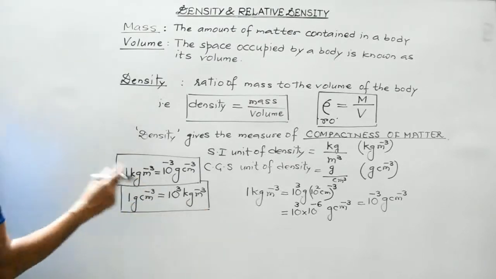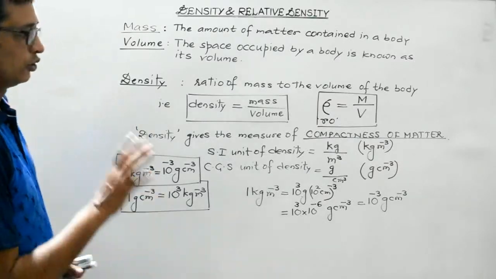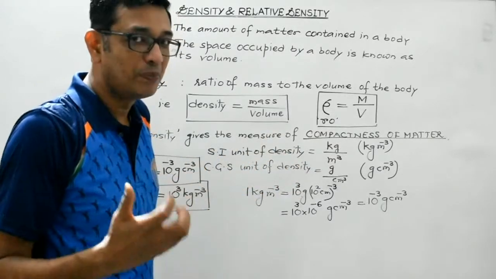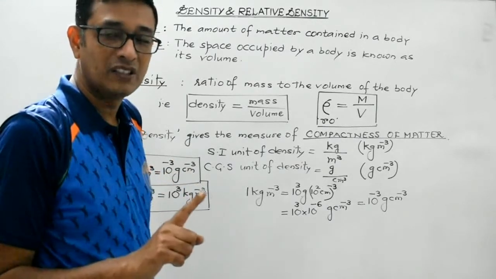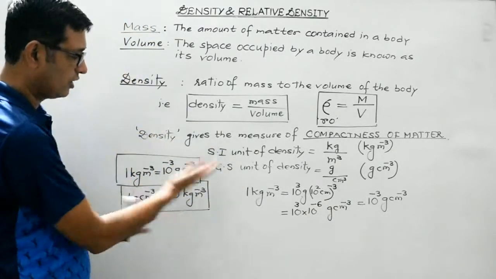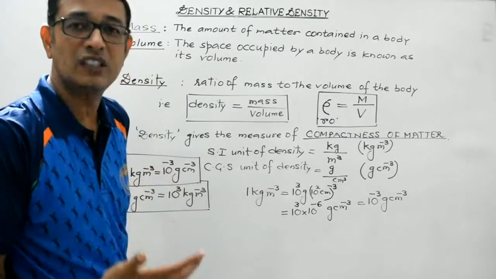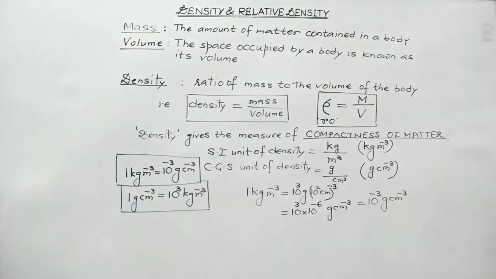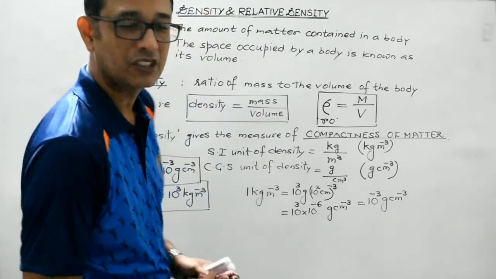So please do remember these two very important relationships. The SI unit of density is kg per meter cube and the CGS unit of density is gram per centimeter cube. And the relationship between these two: 1 kg per meter cube is equal to 10 raised to the power minus 3 gram per centimeter cube. Or you can change it: 1 gram per centimeter cube is equal to 10 raised to the power 3, that is 1000 kg per meter cube. Clear, students? Okay. Now, let's discuss the density of a few substances.